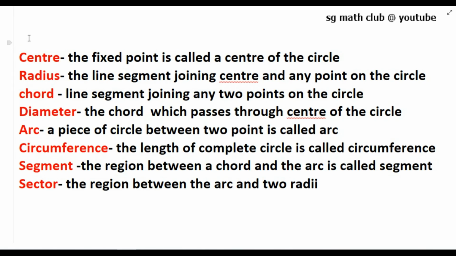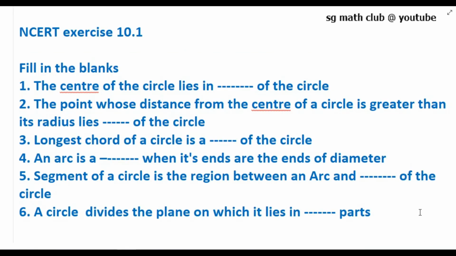So these are the terms related with circle. First is center. A fixed point is called the center of the circle. A line segment joining the center and any point on the circle is called a radius. A line segment joining any 2 points is called a chord. The chord which passes through the center is called a diameter. A piece of circle is called an arc. The length of the complete circle is called the circumference. The region between a chord and an arc is called a segment. The region between an arc and two radii is called a sector.